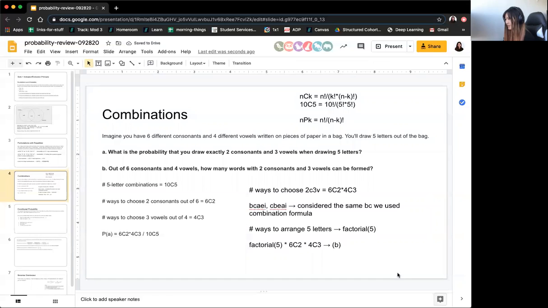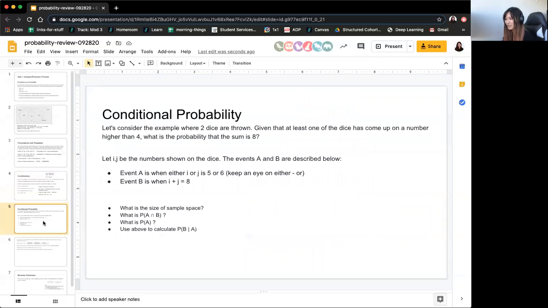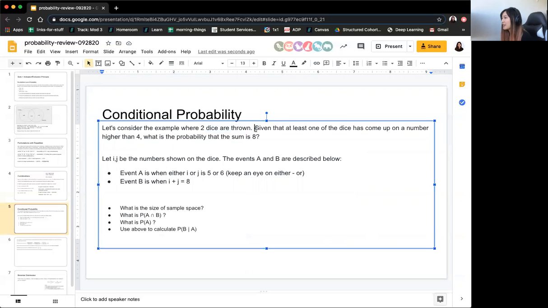Awesome. All right, well, the next one we're going to talk about is also a little bit tricky, but this one is one of the ones that I have a little trick of making it a lot easier to solve. So here, there's the example where 2 dice are thrown. Given that at least one of the dice has come up on a number higher than 4, what is the probability that the sum is 8? And I think the part that trips people up is this part: one of the dice has come up on a number higher than 4.